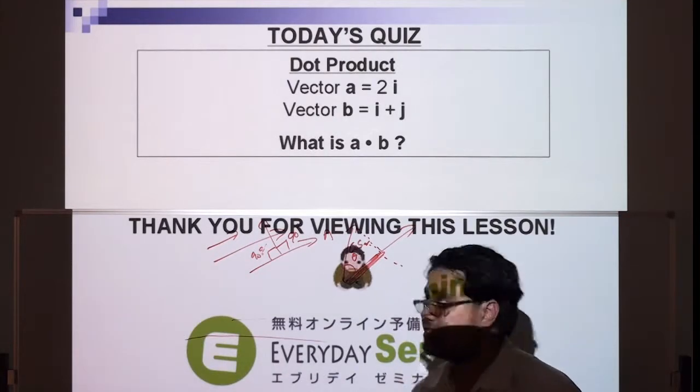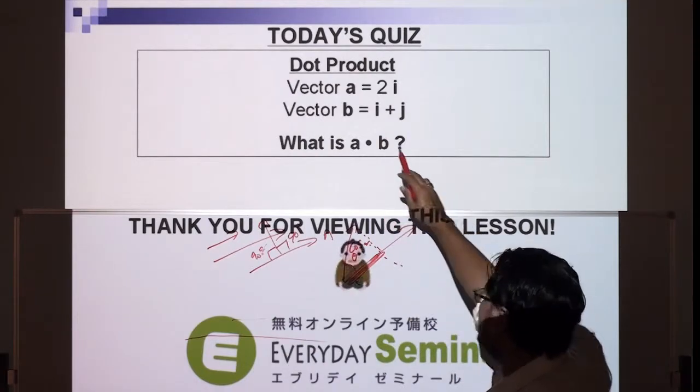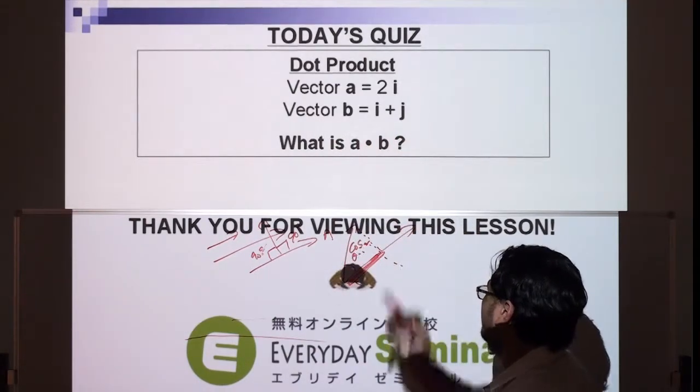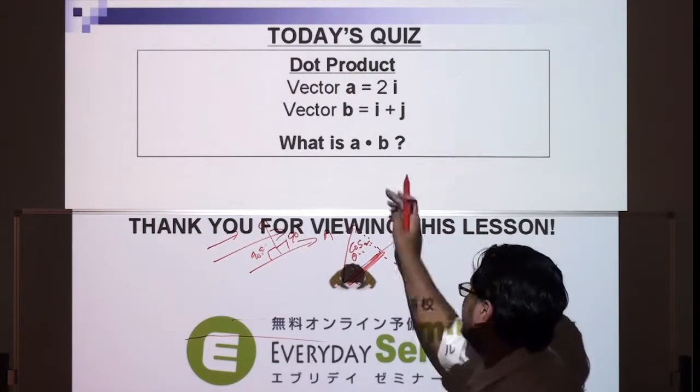Finally, today's quiz, the dot product. Very simple question: what is A dot B? Vector A equals 2i, vector B equals i plus j. Notice how there's no j in vector A.